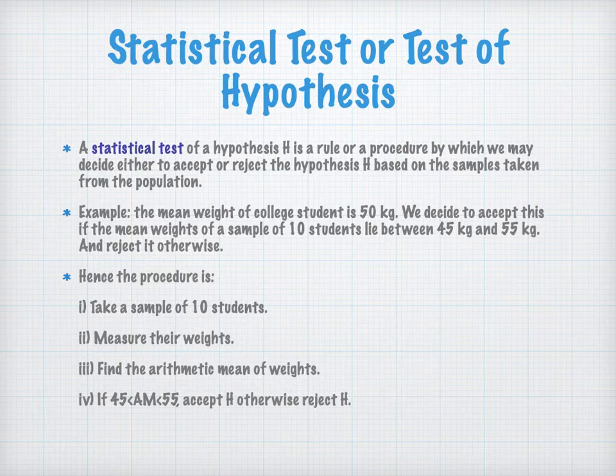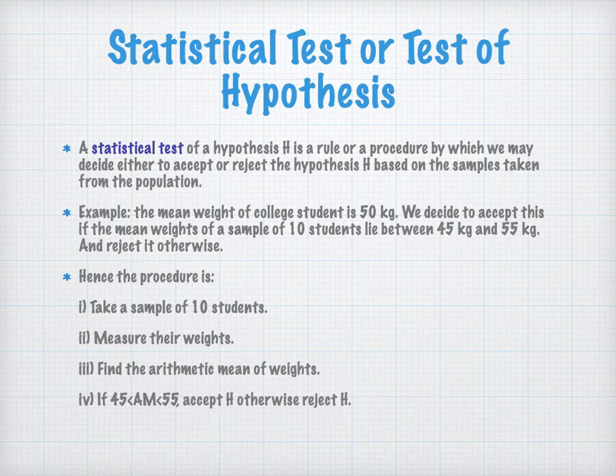So we shall write the procedure of a statistical test or the testing of hypothesis. The procedure is like this. In order to take a decision on this hypothesis, we will take a sample of 10 students. So the first step is to take a sample of 10 students and measure their weights, so we have 10 weights corresponding to these 10 students. Then find the arithmetic mean of the weights, and if that arithmetic mean, denoted by AM, lies between 45 and 55, then we will accept it, otherwise we will reject this hypothesis.